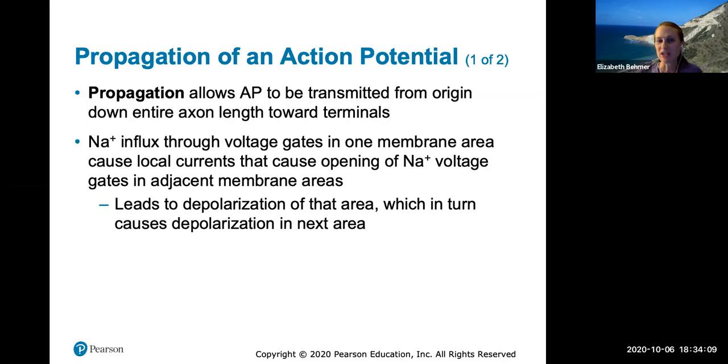The propagation of an action potential. Propagation allows the action potential to be transmitted from the origin, where the depolarization began from a stimulus in the neuron, down the entire axon length towards the terminals or the end branches of that axon. The sodium influx through its voltage gates in one membrane area will cause local currents that cause openings of other sodium voltage gates in adjacent membrane areas that are downstream from it. This will lead to a depolarization of that area, which in turn will cause depolarization in the next area.